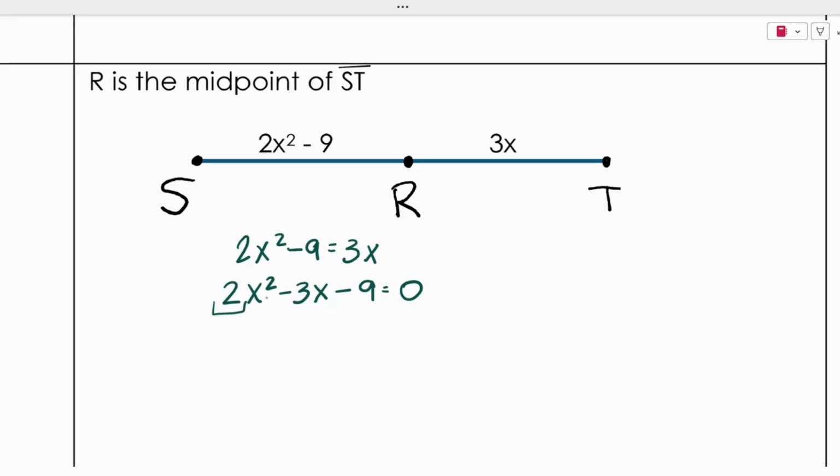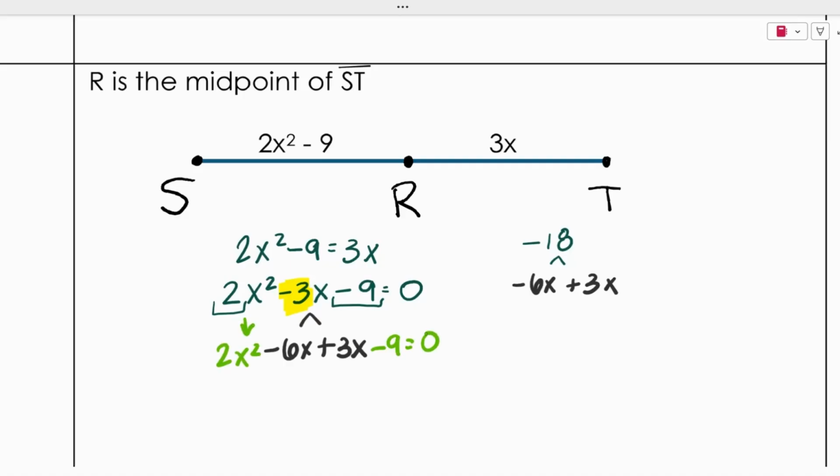That would be nice. So what we have to do here is multiply the first and the last terms together to get negative 18. I'm then trying to figure out what are the factors of negative 18 that are going to combine together to give me negative 3. And the only options are negative 6 and positive 3. So I'm going to rewrite negative 3x as negative 6x plus 3x. The next thing I'm doing is bringing down the first and the last term.